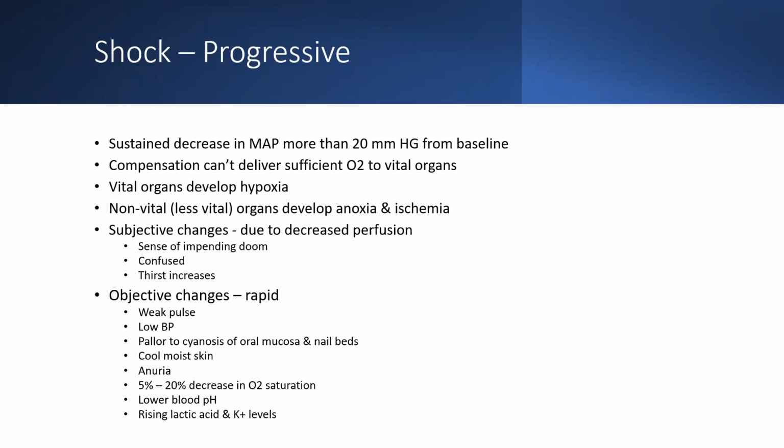With objective changes, these are rapidly occurring. They have a weak pulse, low blood pressure, and they're cyanotic: the oral mucosa and nail beds are blue. Cyanosis, signs of poor perfusion. They have cool, moist skin and no urine, anuria. There's a 5 to 20% decrease in O2 sat. So if they came in with a 96, they could be down to 76.